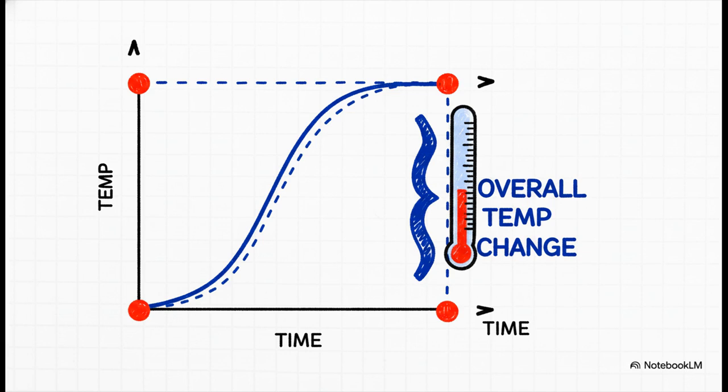Okay, next up, the overall temperature change. Now, this is where your extrapolation work really shines. You might be tempted to just grab the highest temperature from the table, right? But you can't do that, because by the time that measurement was taken, the cup was already losing heat. You need to find the theoretical maximum temperature, as if no heat had escaped at all.